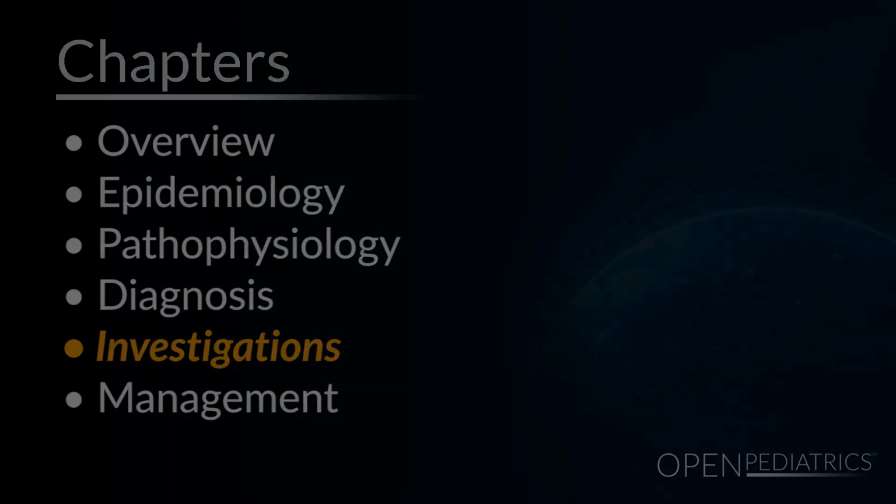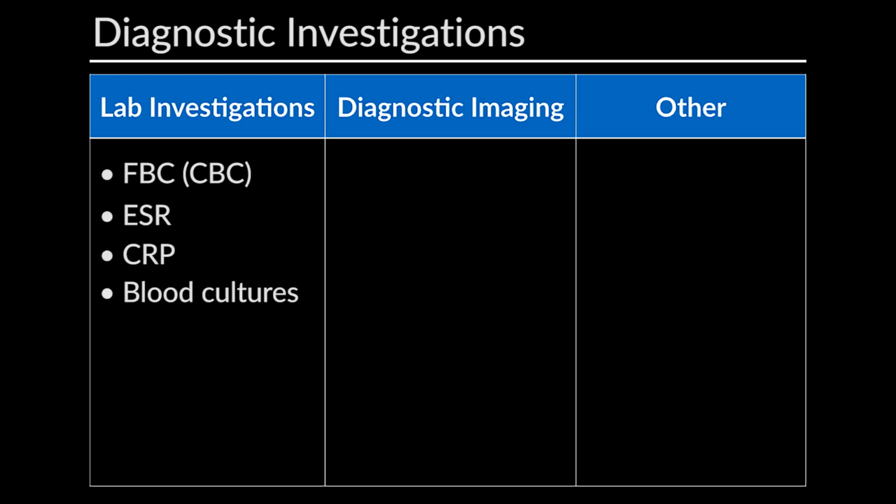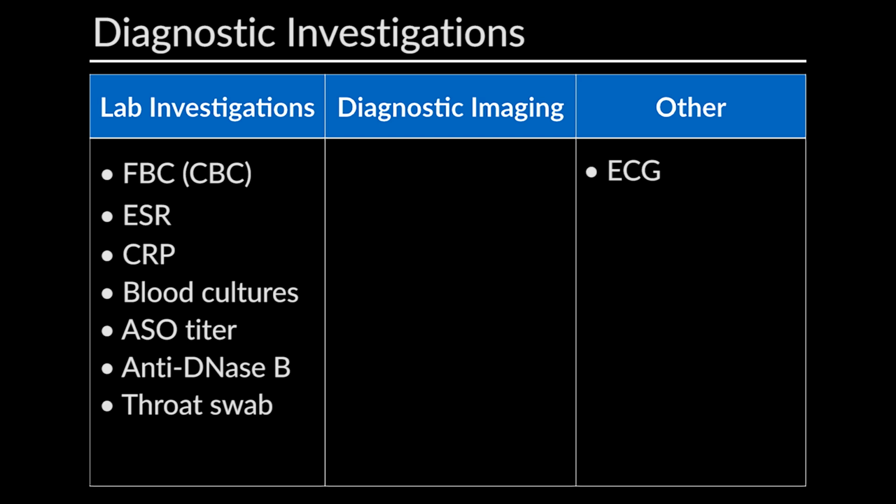Investigations. The investigations should be FBC, ESR, CRP, blood cultures if febrile, especially for the differential diagnosis with infective endocarditis, the immunologic markers of group A Streptococcus infection, which are ASOT and anti-DNase B, throat swab, EKG, chest X-ray if there is an evidence of carditis, and echocardiogram.